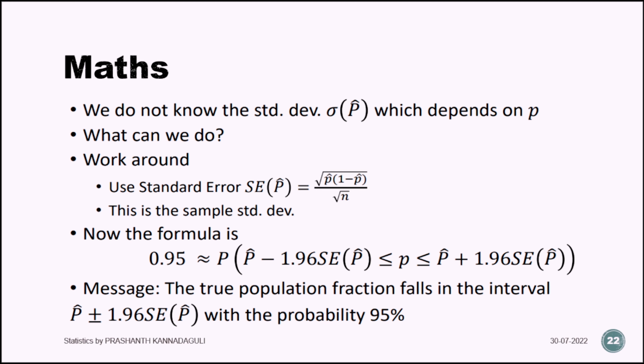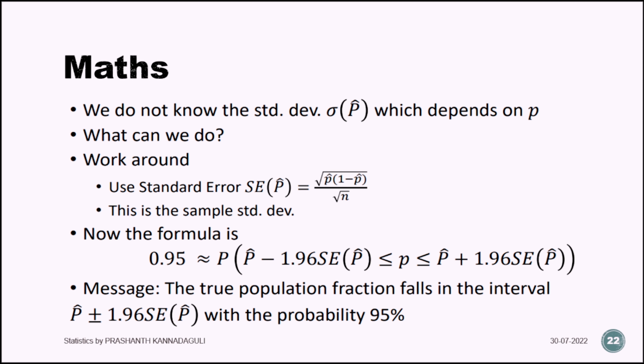Look at the last statement. It says that the true population fraction, we are looking at the fraction only, for the complete constituency, I am supposed to calculate a p, and that p is nothing but a fraction. So the true fraction of the population falls in the interval p cap plus or minus 1.96 times the standard error of p cap, with 95% confidence.